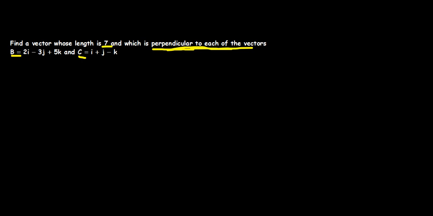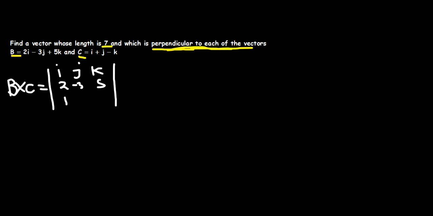So we are going to say the cross product of b cross c is equal to, okay, our first row, you put your i, your j, and your k, and then here we are going to put 2, minus 3, and 5, and then here we are going to put 1, minus 1. I'm getting these numbers from the vectors that have been given here and there. So let's find the cross product here.